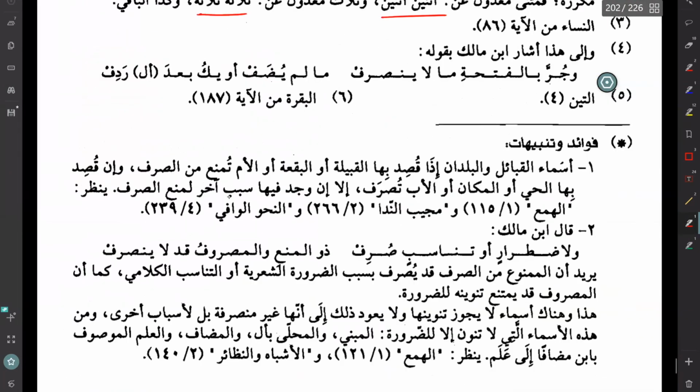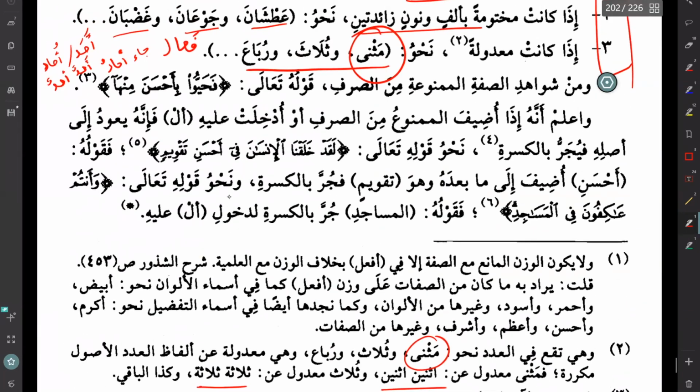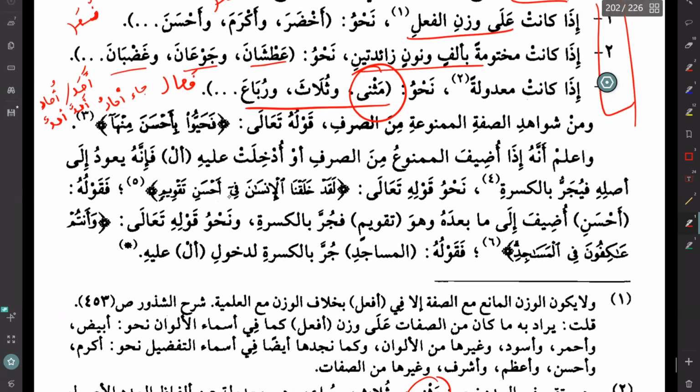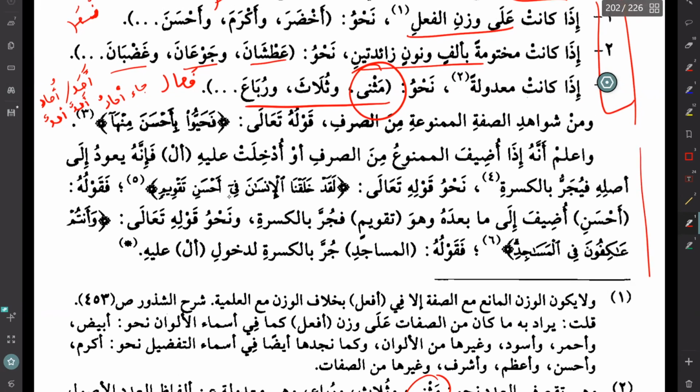And the third thing that you have to know is that this mamnu min as-sarf, these words, primarily don't take tanween and kasra, but there are situations when it does take kasra. And when does it happen? So this is something that inshallah I'll be talking about. I'll just read a simple text of what he explained here, then I'll give you a little bit more detailed explanation.